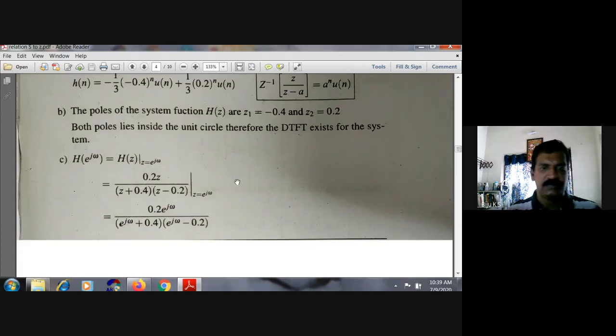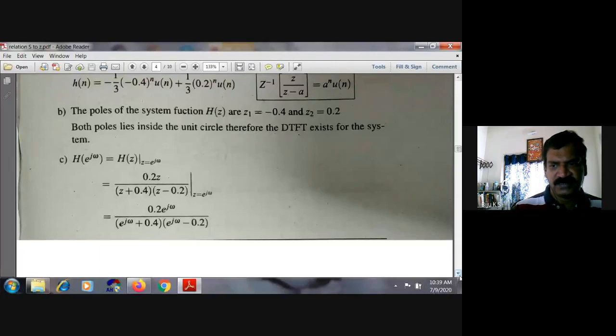So it is simple. It is converted from the Z domain to the DTFT form. Just substitute z equal to e^jω: 0.2 e^jω divided by (e^jω plus 0.4)(e^jω minus 0.2).